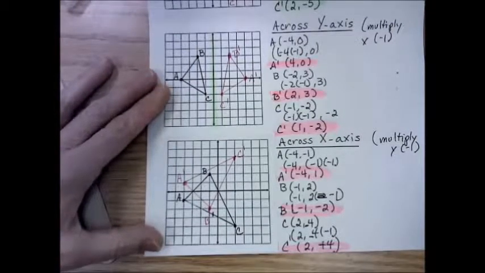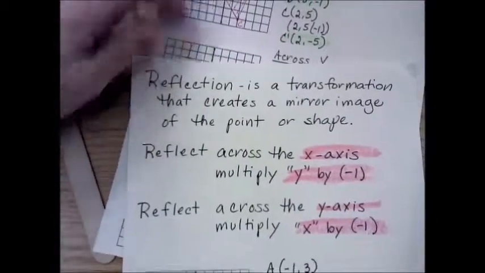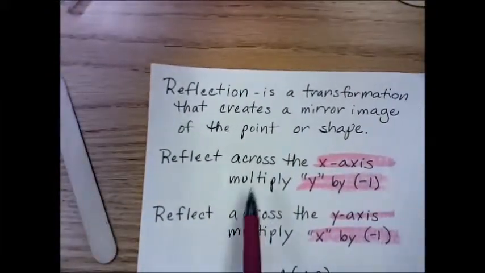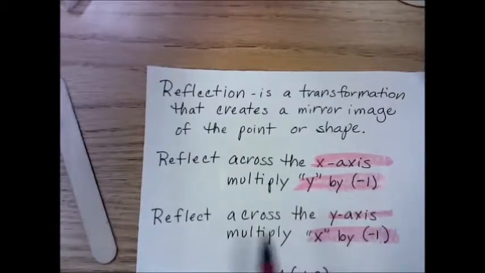Pretty neat. All right, well, thanks for checking in. And so just as a review, just want to remind you that when we reflect across the x-axis, you multiply your y-coordinate by negative 1. And when you reflect across the y-axis, you multiply your x by negative 1.